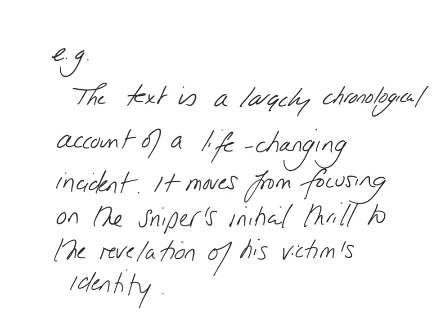So this was my attempt at giving an overview. Now that I've read it, I think that this text is largely chronological, and we'll look at the idea that there's a bit of a flashback in it at one point, or at least a reference to an earlier memory or event. So it's a largely chronological account of a life-changing incident. It moves from focusing on the sniper's initial thrill to the revelation of his victim's identity. And if I'm looking for structural focus, I've got this idea of it being chronological.